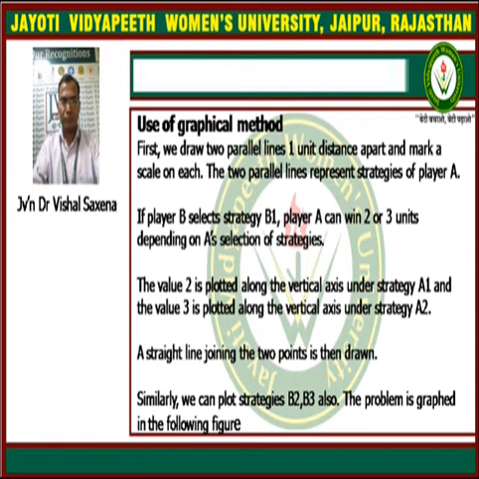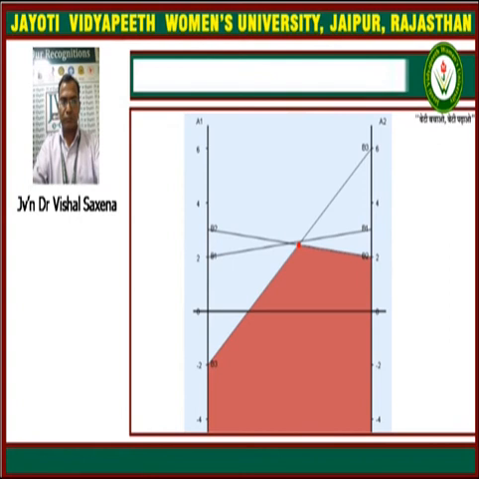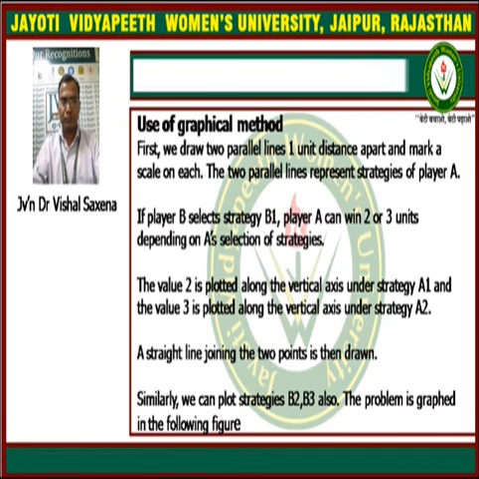Looking at the graph, the two lines are given for A1 and A2. These are the two parallel lines for the strategies A1 and A2, at 1 unit distance apart. The two parallel lines represent the strategies of player A. If player B selects strategy B1, then player A can win 2 or 3 units, depending on A's selection of strategies, as can be observed from the payoff matrix.